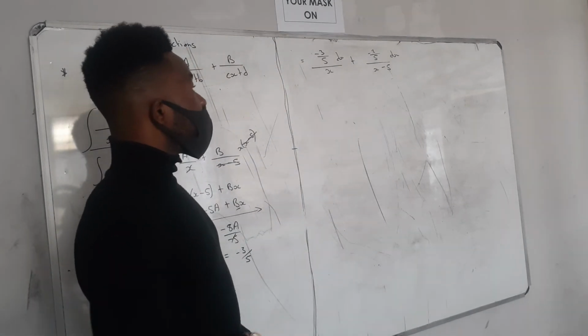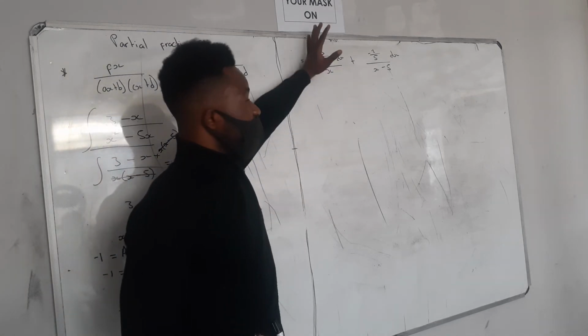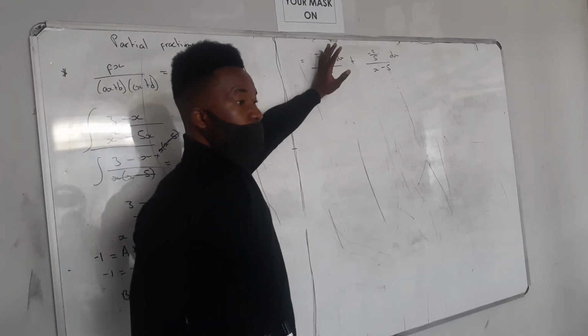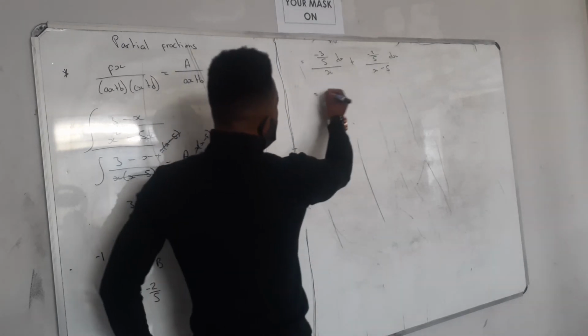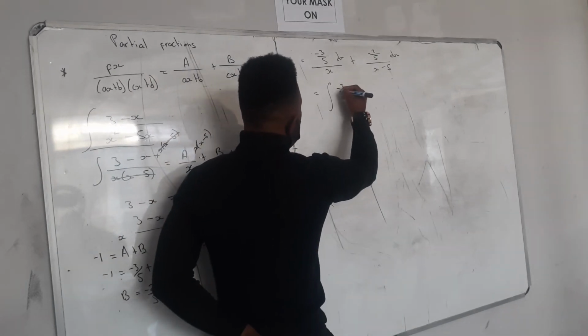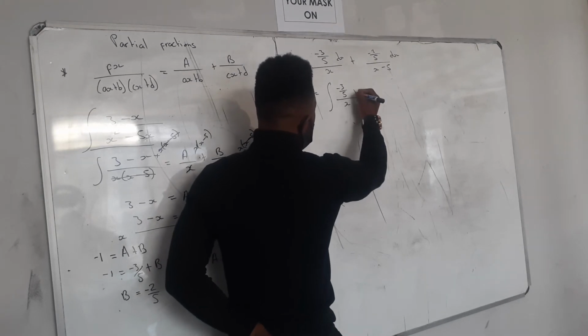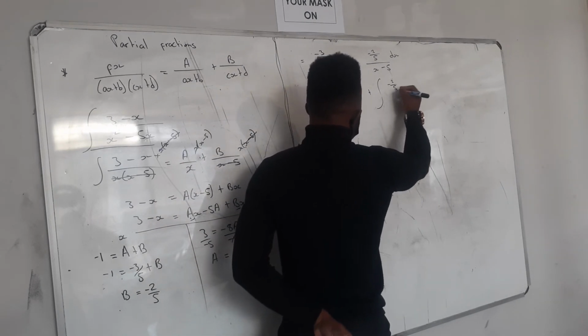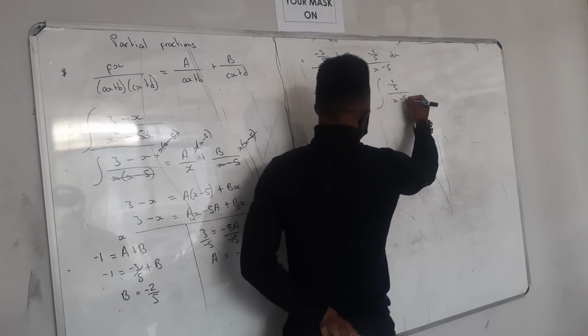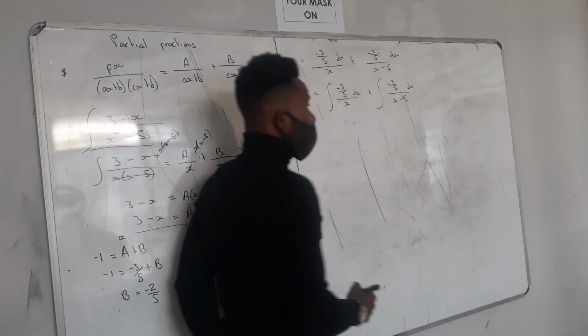Alright, okay. So this, guys, this same thing, I have this expression on its own, right? I'm going to integrate this part. I'm also going to integrate this part. So this is the integral of negative 3 over 5 divided by x dx, plus the integral of negative 2 over 5 over x minus 5 dx, right?